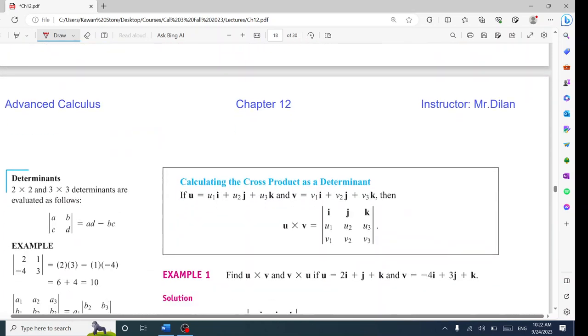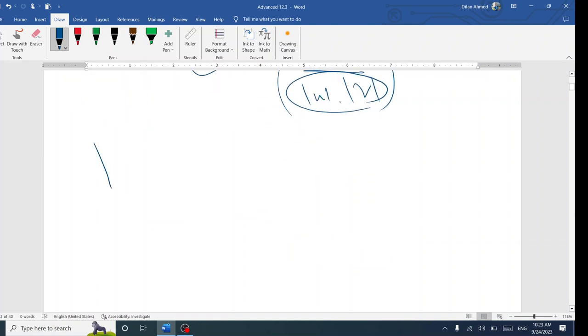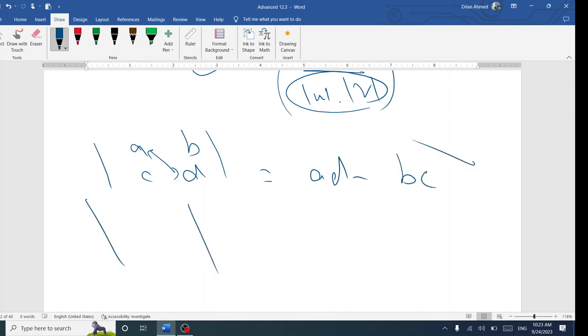Now let me apply all these rules together. First of all, how do we find the cross product? We should use the determinant of a matrix. Did you hear about that one? When? Differential equations. How about the other? Physics. You saw the determinant? Very good. So we have what? We have the determinant of a 2x2 matrix. It is equal to the main diagonal, exactly, ad minus bc. That's good. How about for a 3x3 matrix? You know how to do it.